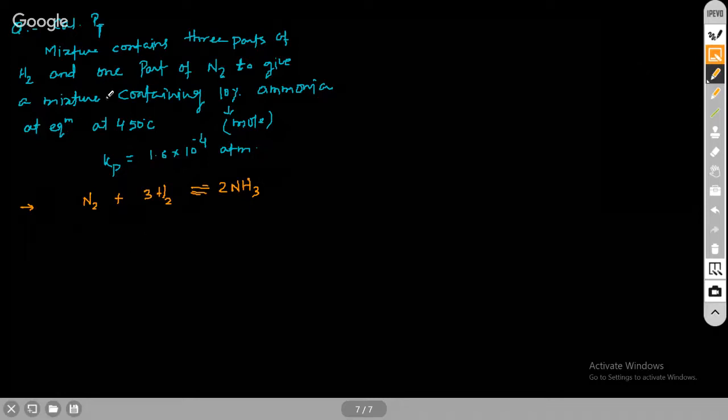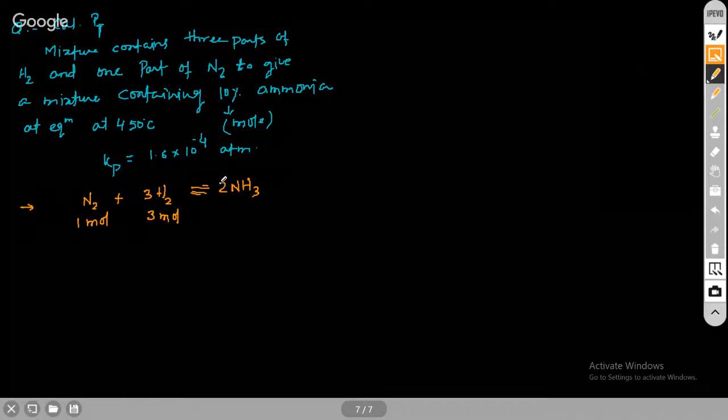Now you see, since it is given in the question 3 parts of H2 and 1 part of nitrogen, we have to take this mole ratio as 1 is to 3 only. That ratio you have to maintain. You cannot assume 1 mole and 1 mole over here. So I'll just take 1 mole of N2 and 3 moles of H2. 1 is to 3 ratio. I take the simplest ratio, but whatever you take, the ratio must be 1 is to 3.